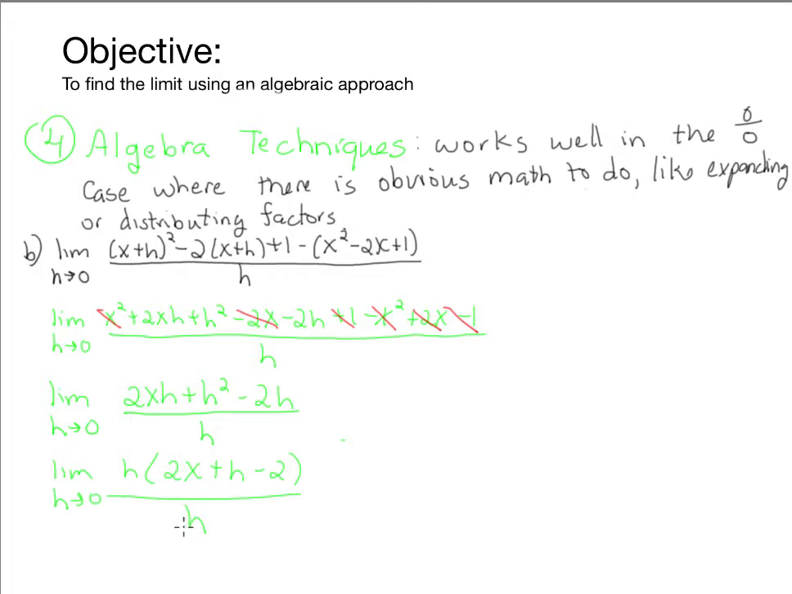Now I can cancel out my h in the top and my h in the bottom, so I no longer have division by 0, which was the problem child here, which means I can now do direct substitution. So I have the limit as h goes to 0 of 2x plus h minus 2. And then doing direct substitution, replacing every h with 0, I end up with an answer of 2x minus 2.